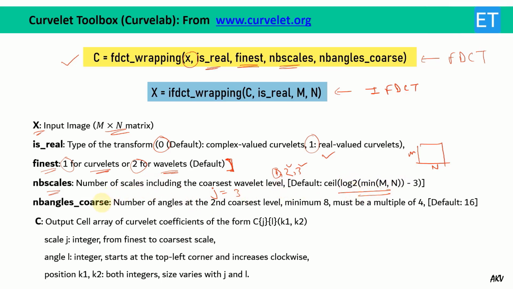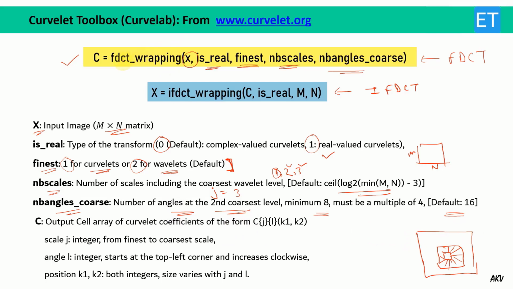Okay. So next is NB angles, which actually means the number of angles. That means the orientation of those wedges in the previous diagram, if you can recall, at the second coarsest level. Its minimum value is 8, but the default is 16. If you remember that previous image, after the center square there were a total of 16 wedges. So the default is 16.